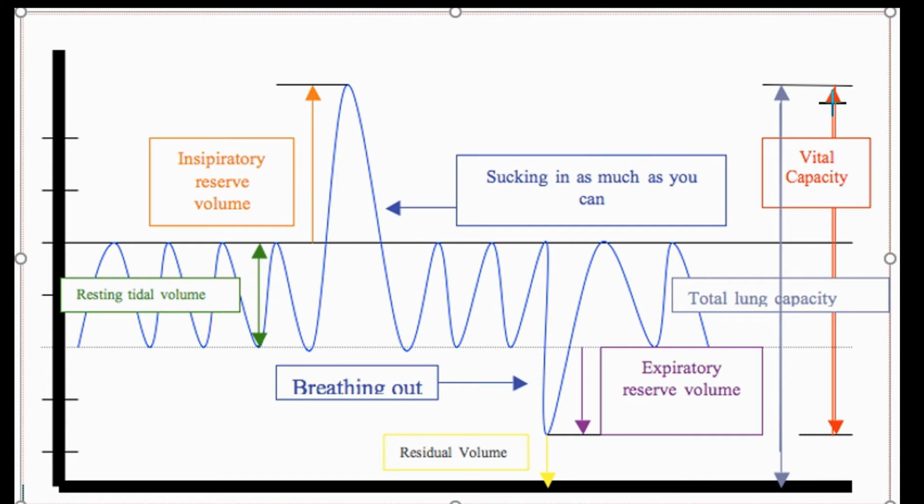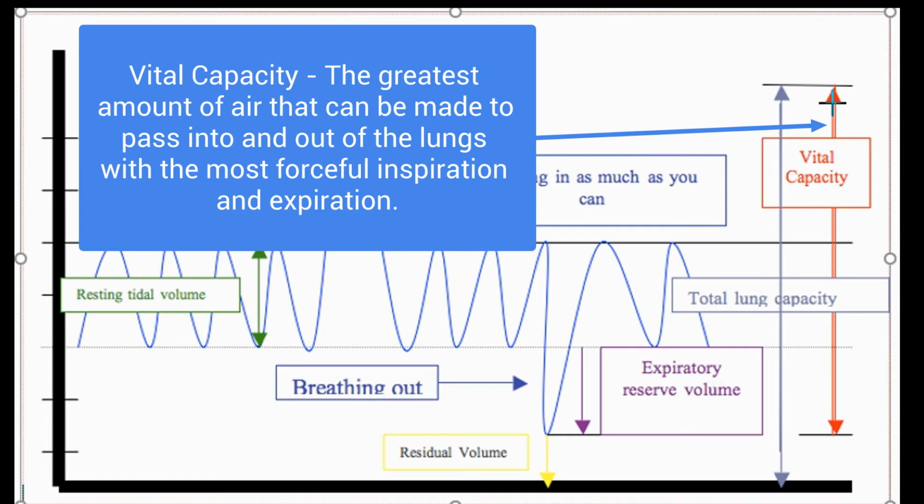Vital capacity, over here. Vital capacity is the greatest amount of air that can be made to pass into and out of the lungs by the most forceful inspiration and expiration. So if you were to take in your deepest breath possible and then forcefully breathe out your deepest breath possible, that total volume would be your vital capacity.